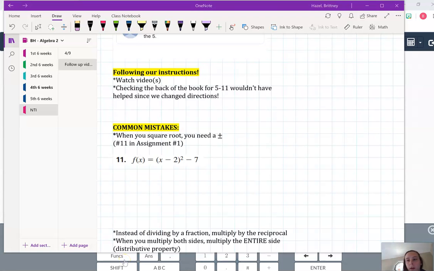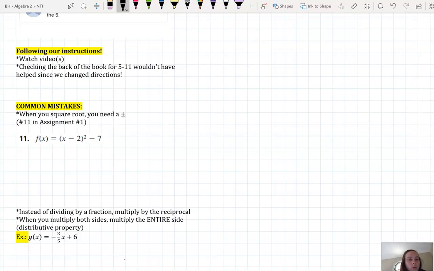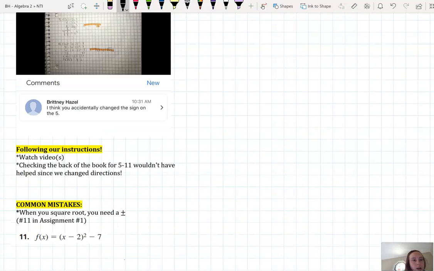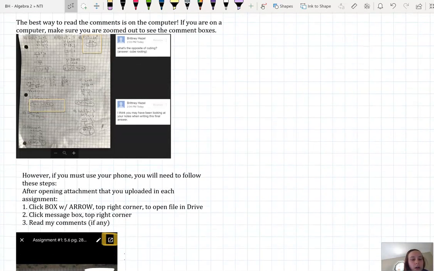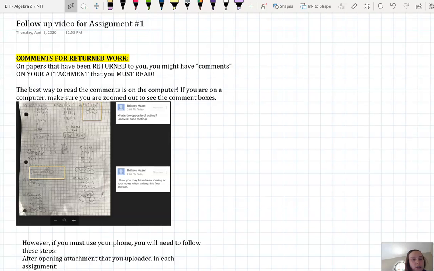Okay guys, this is going to be as quick as I can make it, just following up from assignment number 1 from week 1 of NTI. So we're going to start off with talking about the comments on any returned work. We posted this on Google Classroom as well. I just wanted to give you some screenshots to show you what we're talking about.